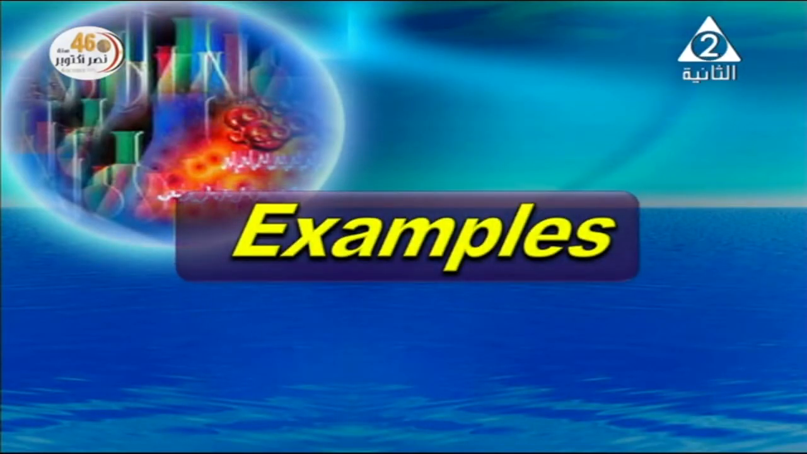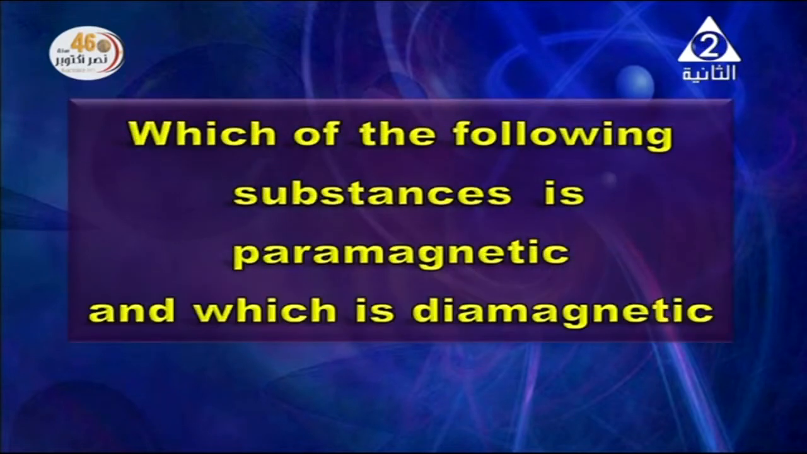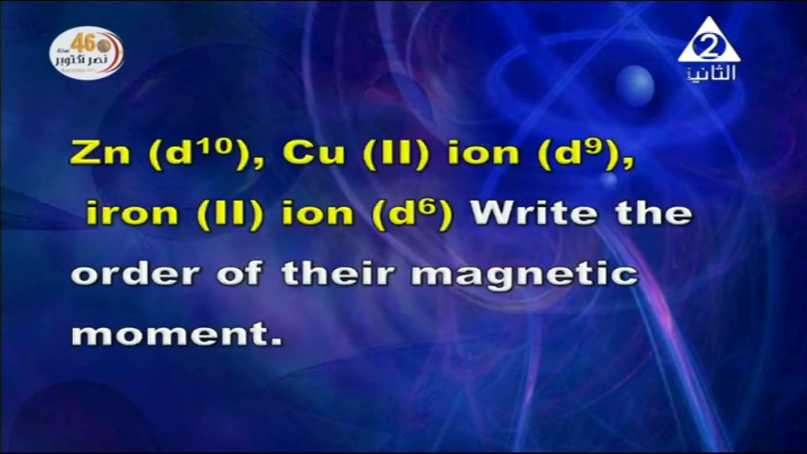My dear student, we are going to study worked examples. Which of the following substances is paramagnetic and which is diamagnetic? Zinc has d10 electrons, copper 2 ion has d9 electrons, iron 2 ion has d6 electrons. Write the order of their magnetic moment.